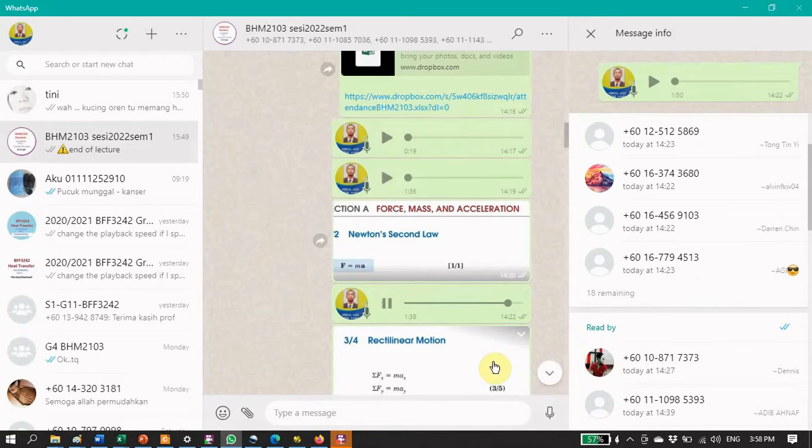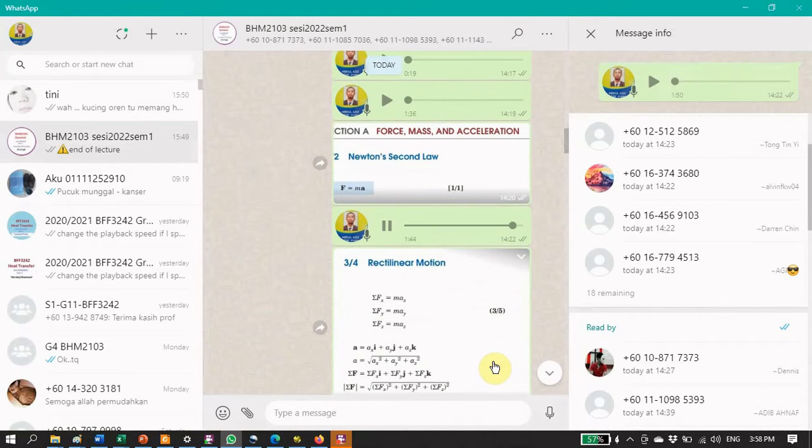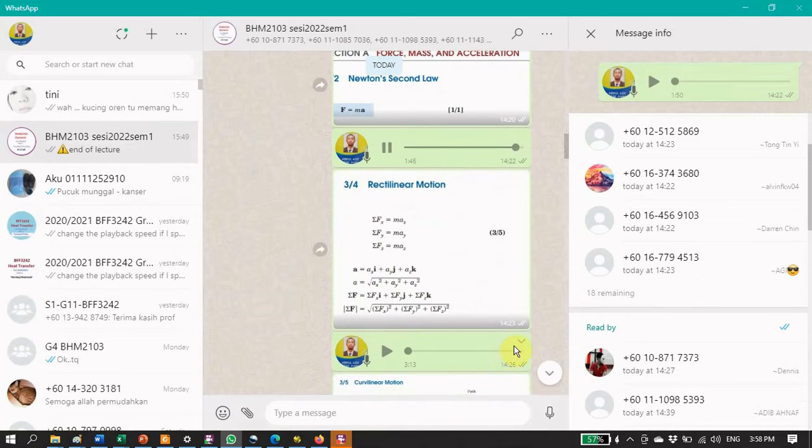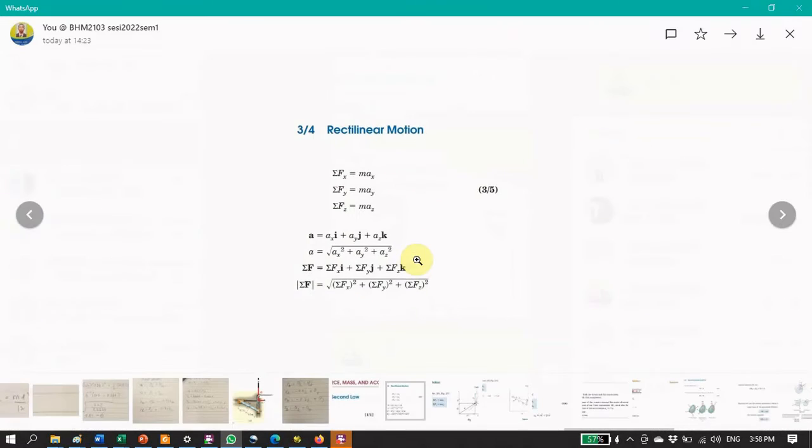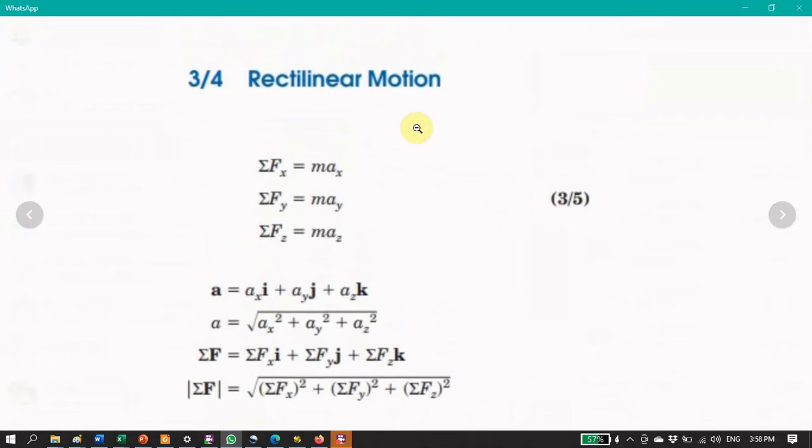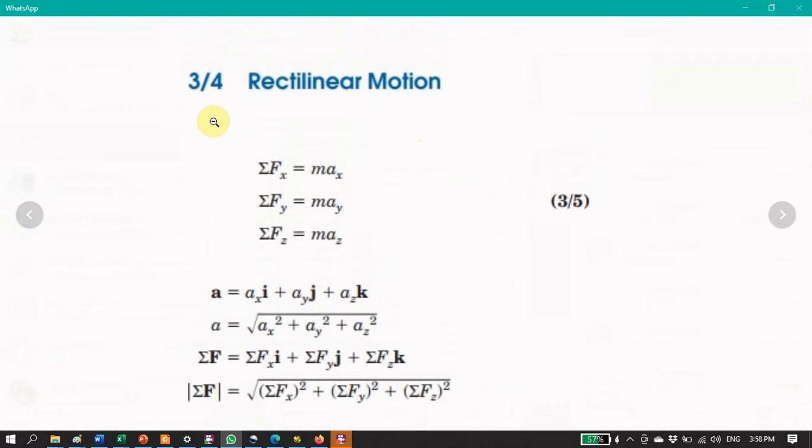This one is applied to particles, or system of particles, or to a rigid body, or to deformable bodies. So this is the equation that we're going to use for a system that we model as a particle. For a particle, normally it has only one type of motion, which is translation. The translation can be divided into two: rectilinear motion and curvilinear motion. Rectilinear motion means the particle is moving in a straight line, right?